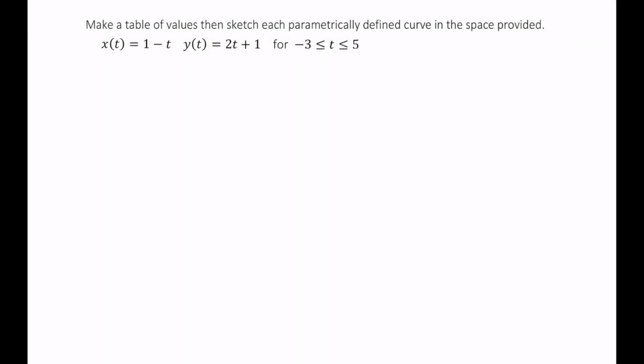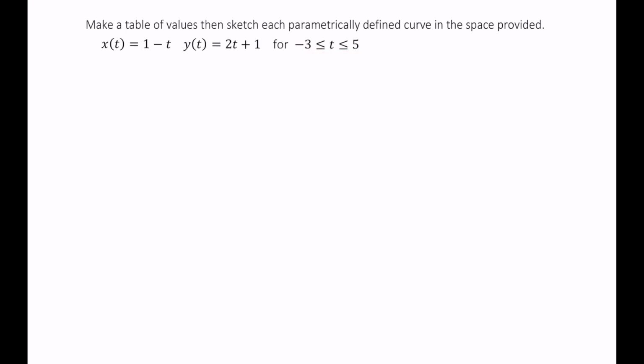Welcome. In this video, we are going to use a table of values to sketch a parametrically defined curve. Now our curve, the x-coordinate is given by 1 minus t, the y-coordinate is given by 2t plus 1, and we're going to sketch this for t between -3 and +5.